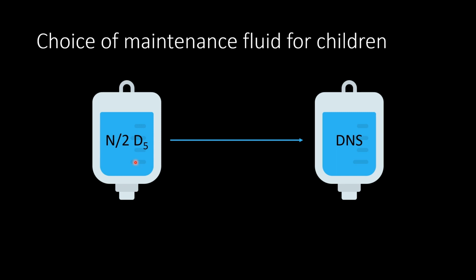That's why they did randomized control trials and saw that it is better if, rather than N by 2 D5, we choose DNS or NS with D5, that is normal saline with 5% dextrose, as the ideal maintenance fluid for children, because that will lead to a lower incidence of critical illness associated hyponatremia, which is associated with less morbidity and mortality than with N by 2 D5. So now gradually the choice of maintenance fluid for children is changing from N by 2 D5 to DNS.